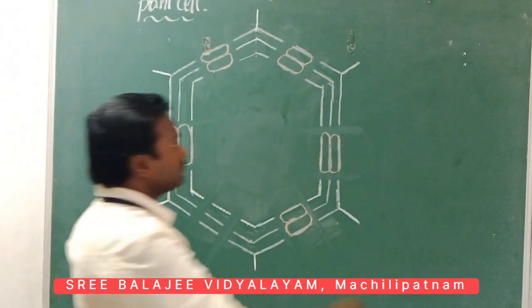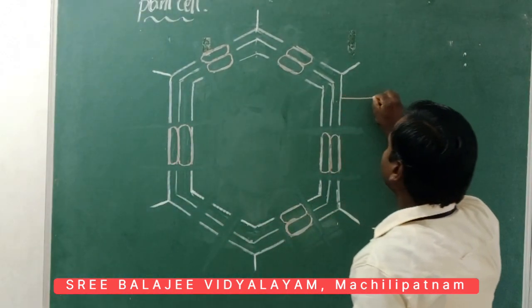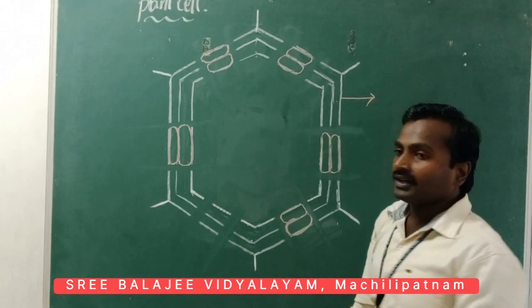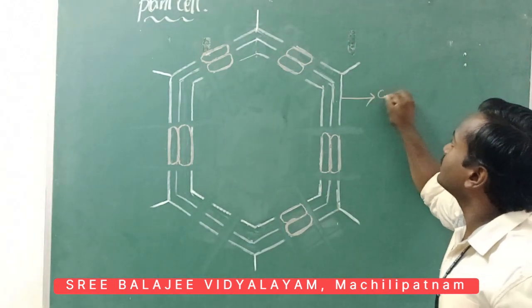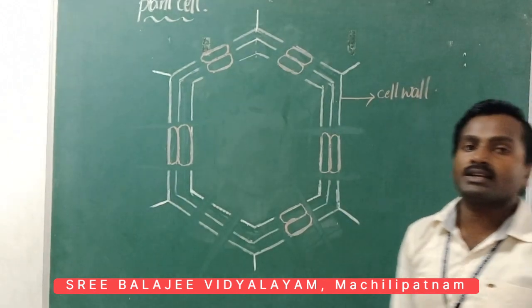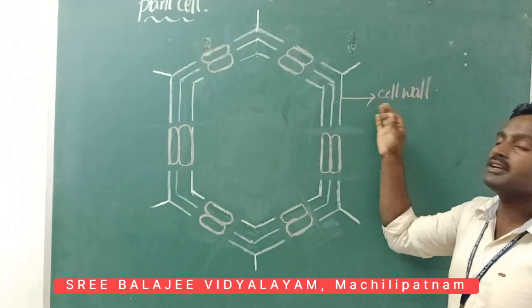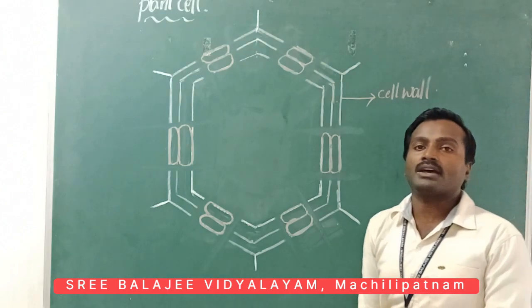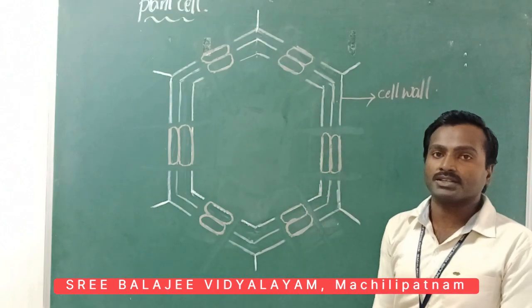In this diagram, you can see this is the outer layer. The outer layer in a plant cell is called the cell wall. What is the outer layer in a plant cell? Cell wall. This is the unique feature of the plant cell. In the case of an animal cell, the cell wall is absent.